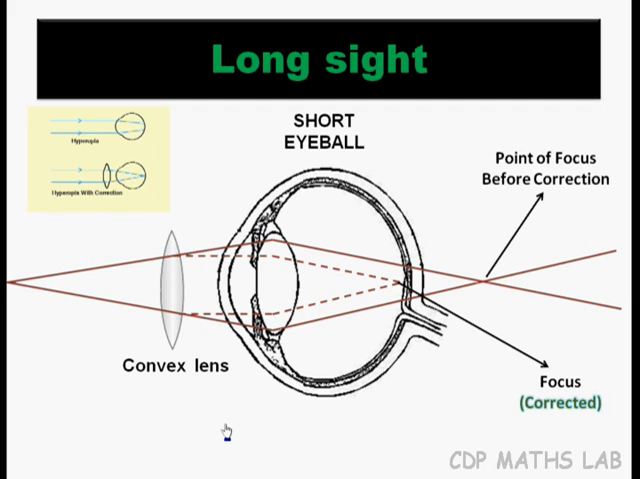Now, the convex lens will converge the light rays which were diverging before, meaning that they were scattering all over the place, to cause them to come close together, and then it will allow the focus point to be on the retina, and the image itself will also fall on the retina. So how this condition is corrected is by the use of a convex lens. And what the convex lens does, it converges the light rays, causing the image to be formed on the retina so that you can see.